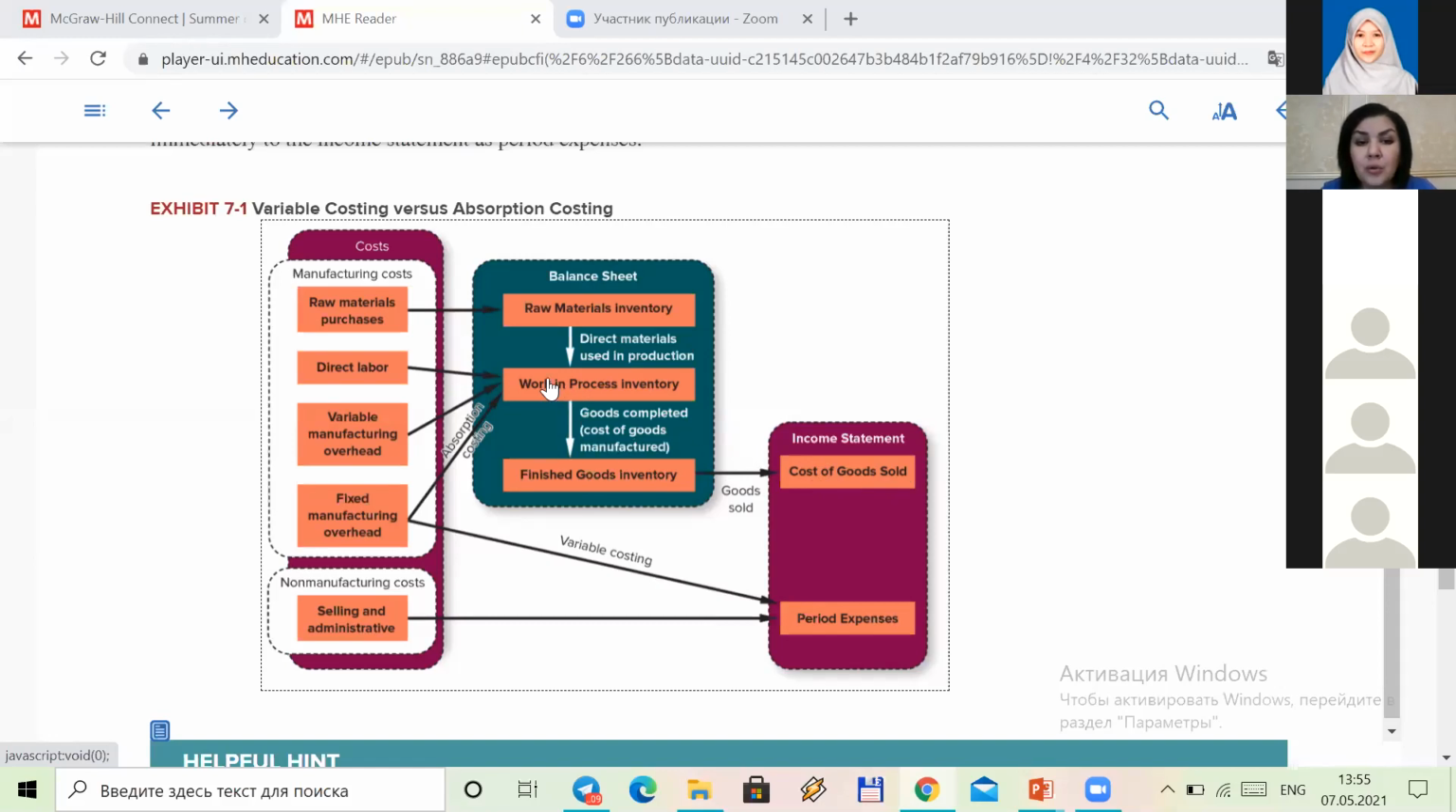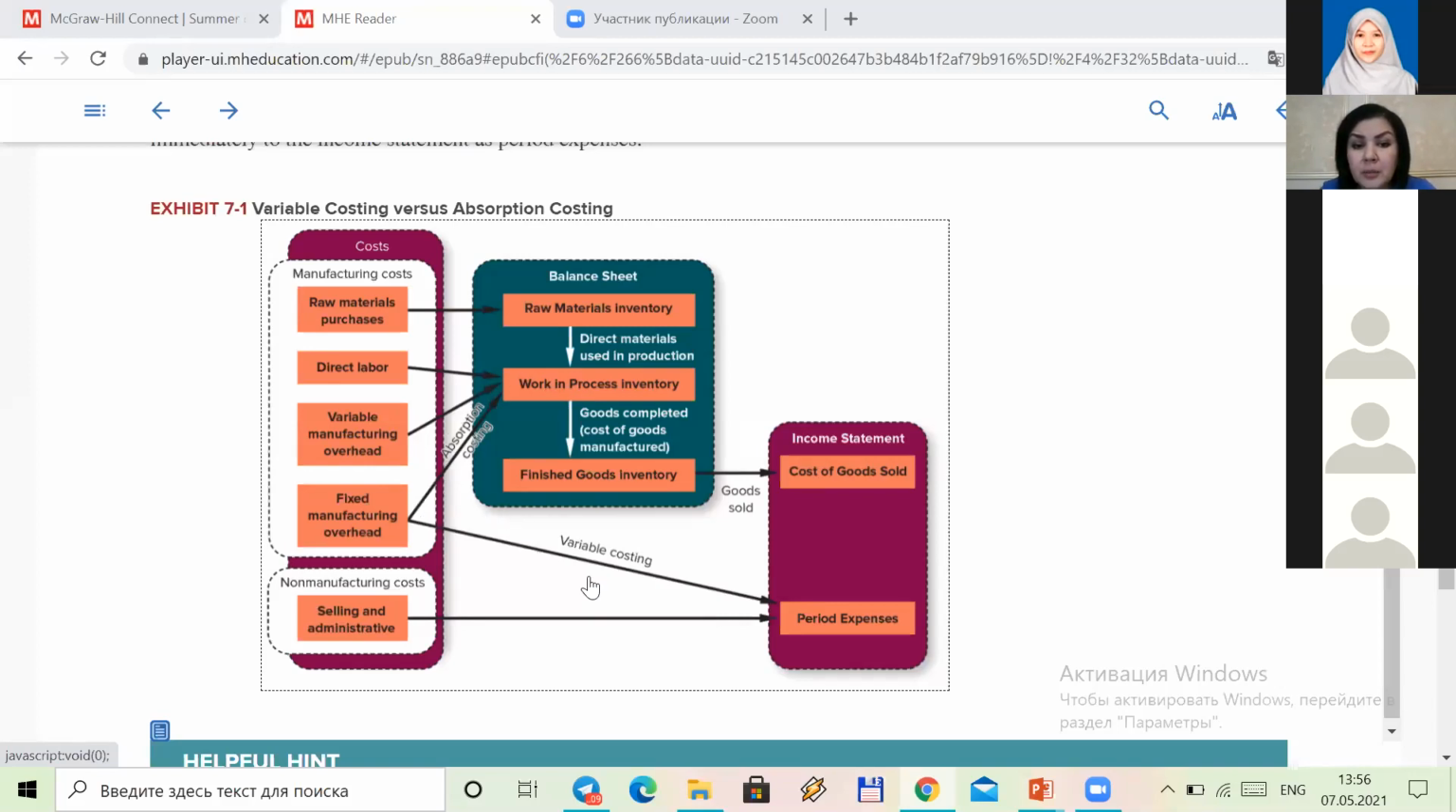Okay, so what I want to highlight here is that under absorption costing, direct material, direct labor, variable manufacturing, and fixed manufacturing overheads all go to the work in process account. Under absorption costing, all manufacturing costs are included. Remember, only manufacturing costs, not the period costs.